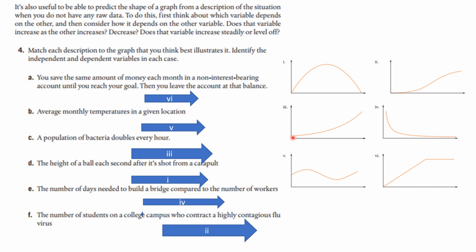Bacteria doubling is going to be this exponential growth curve. The height of a ball: you throw it, it goes up and it goes down. The number of days to build a bridge: the more people working on it, the less time it takes to build it. And the number of students who contract the flu: they start, but more of them get it, and then finally everybody has caught it. So that is how those things match up.